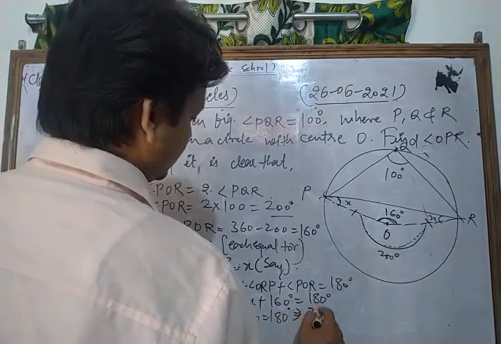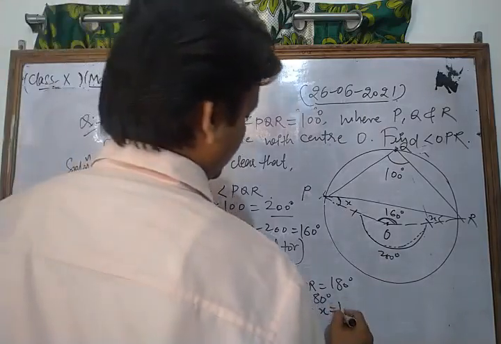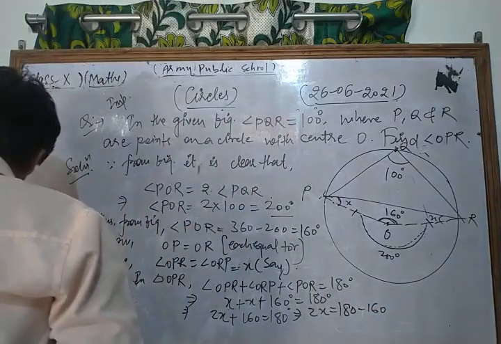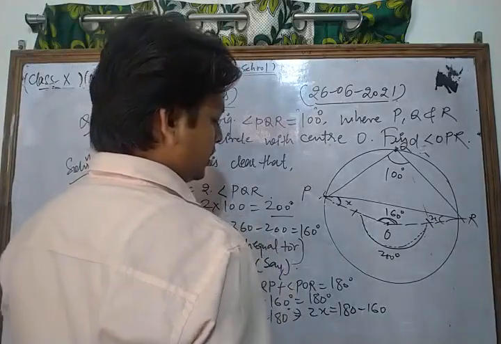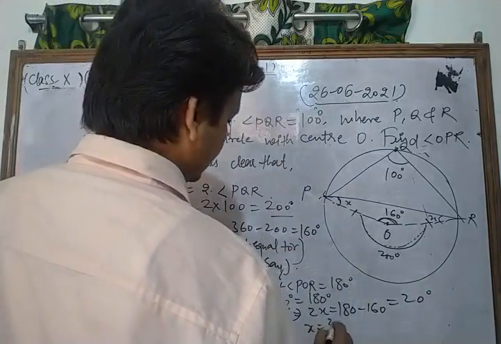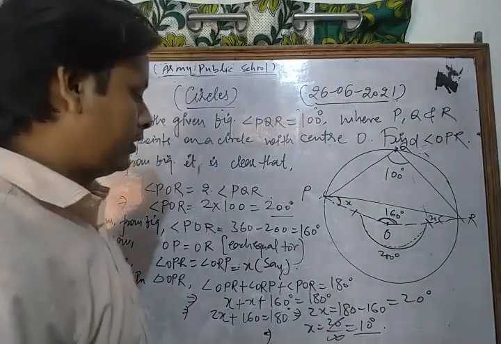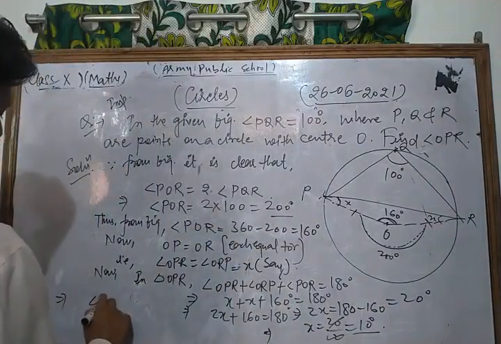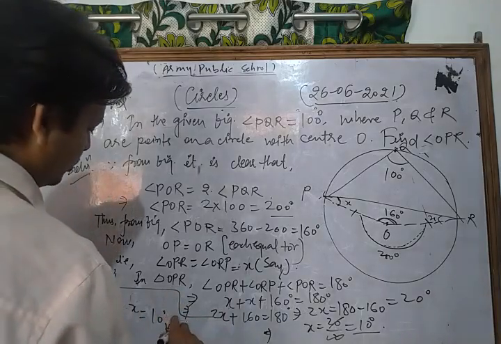So from there, 2x is equal to 180 minus 160 degree. So we get 180 minus 160, that is 20 degree. So the value of x is 20 upon 2, which means 10 degree. Thus x, which is angle OPR, is equal to 10 degree. This is the required solution of the given question.